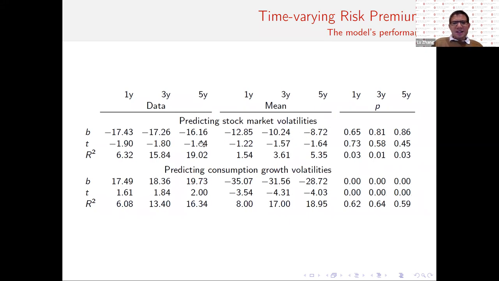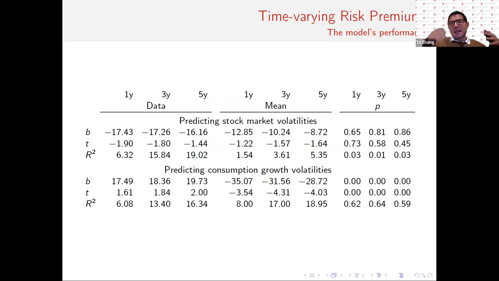Right, so for volatilities, the model also does a good job in predicting stock market volatilities. Although the R square is a bit lower, the p-values are significant and the signs go right. But the model is having more trouble explaining the predictability of consumption growth volatility. The signs are flipped, although in the post-war sample in the data, the signs are flipped as well. But importantly, look at the p-values: the model can be rejected on this moment.